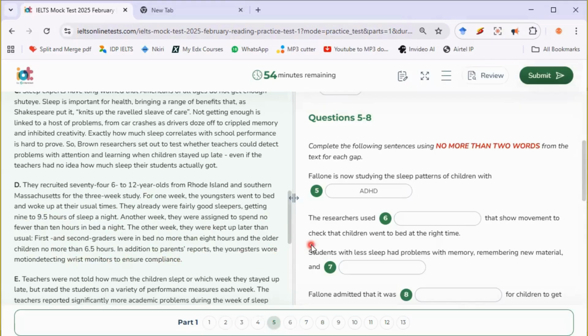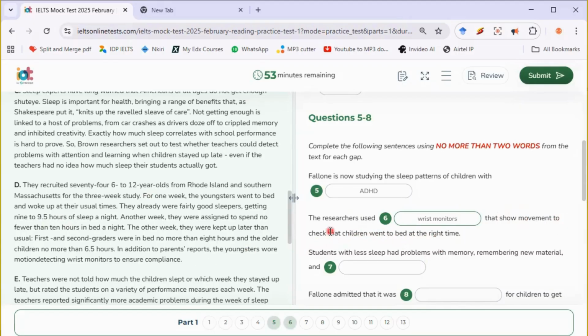Hold on. Motion detecting wrist monitors. The researchers used dash that show movement. Movement. What is the paraphrase for movement? Motion. Where's motion? This thing here. So this is going to be, the researchers used wrist monitors. Wrist monitors. I think that should be the answer. That show movements to check that children went to bed at the right time.